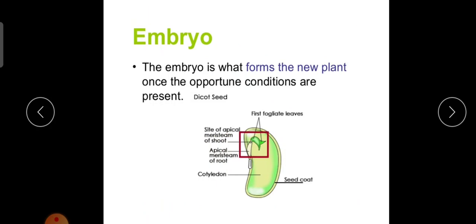What is an embryo? The part of a seed from which a new plant starts to germinate when suitable conditions are available for the seed. If a seed has soil, light, water and temperature, then it starts germination. The embryo is the part from which a new plant arises. That is known as the embryo.